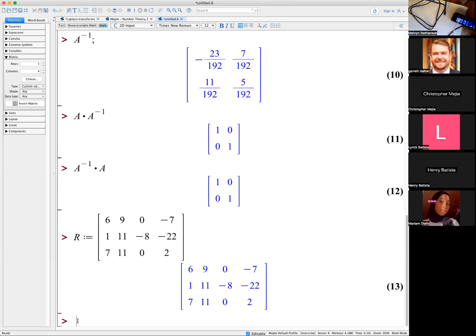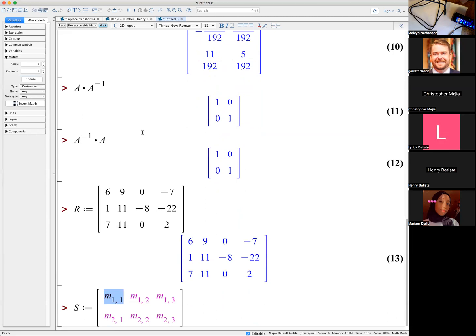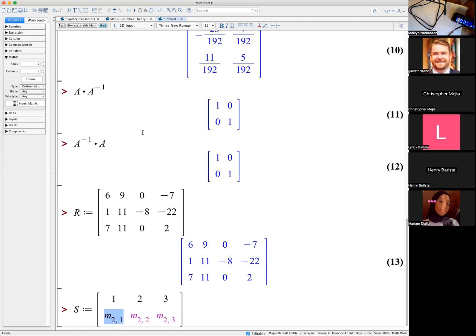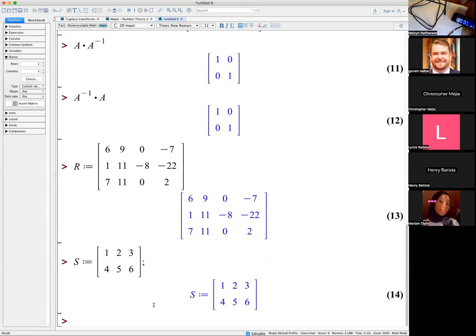Suppose I want to introduce a 3x3, no, I'll make it a 3x2 matrix. Call it S. So I want this to be a 2x3 matrix. So make this a 2 and make this a 3, and I'll put it in here. So insert matrix. I'll just make it easy: 1, 2, 3, 4, 5, 6. So that's the matrix S.